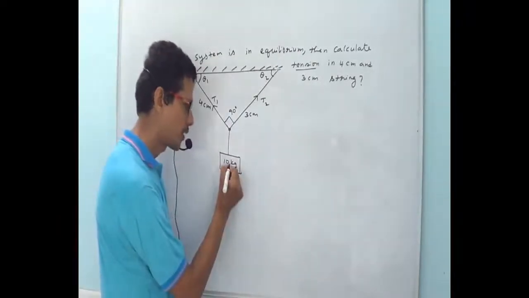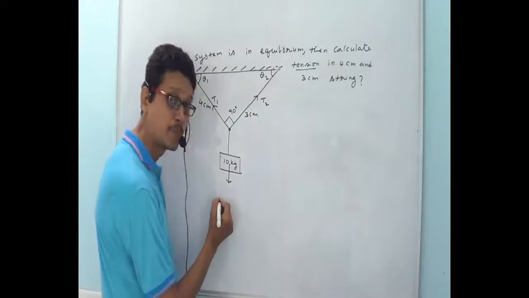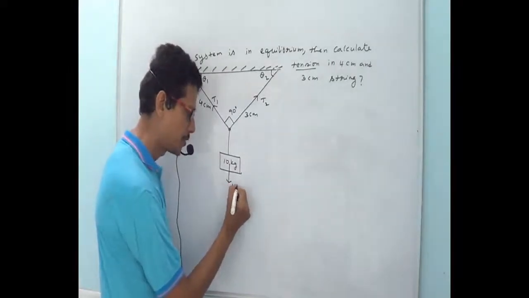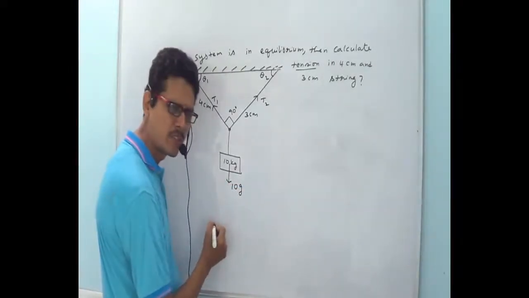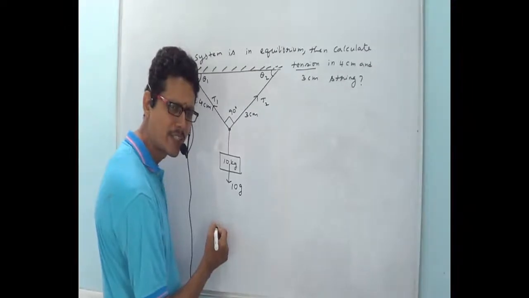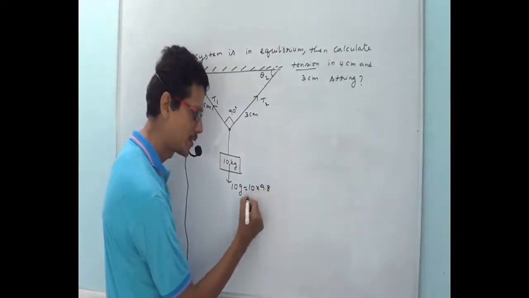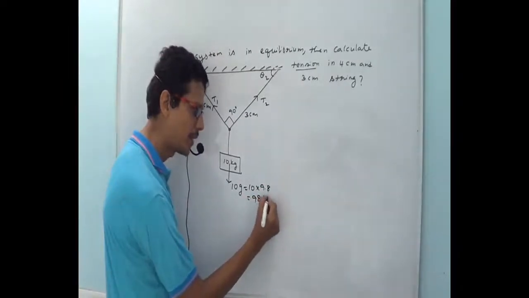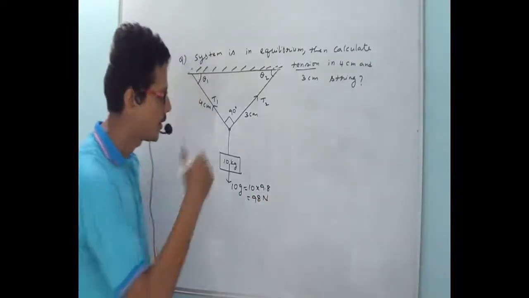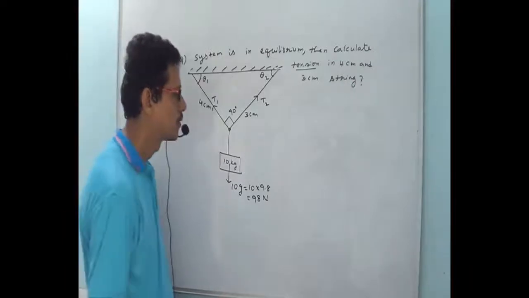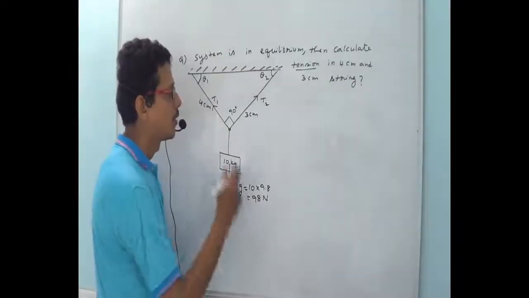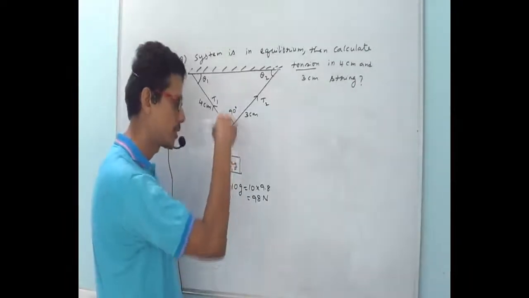So how much force is acting downwards? mg. 10 into g. G, let us take it as 9.8. 10 into 9.8, that is nothing but 98 newtons. So 98 newtons is acting downwards. Okay. Now I know this force.